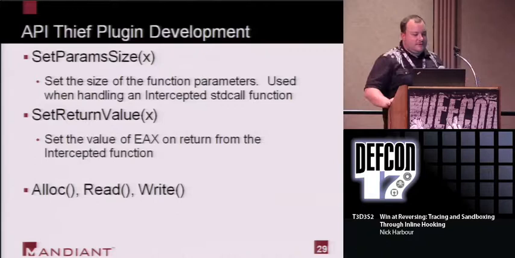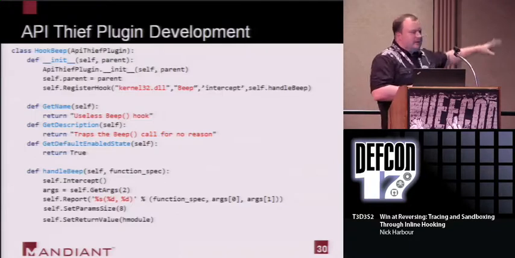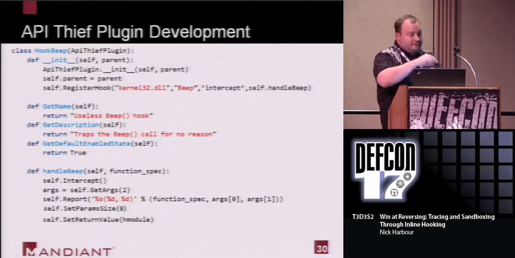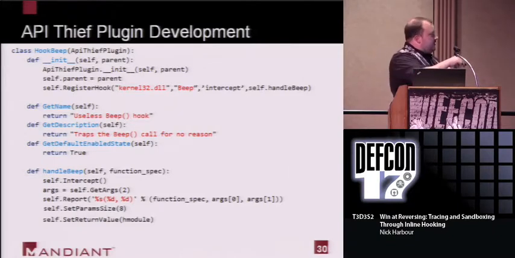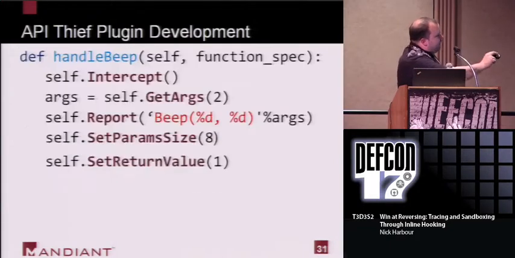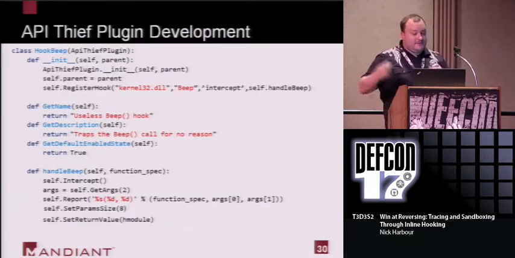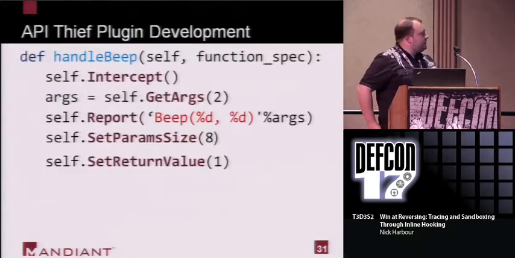So here's an example Python script. This is actually a plugin that handles beep. And this is the complete plugin. I know it's hard to see in the back. I'll get to the important functionality down here in the actual beep handler. And you can see back on this slide, I just called register hook and told it what I wanted to hook. Register hook is implemented in Python 2, so if you didn't like the way that works, you can do it yourself. So here's the handler for beep.